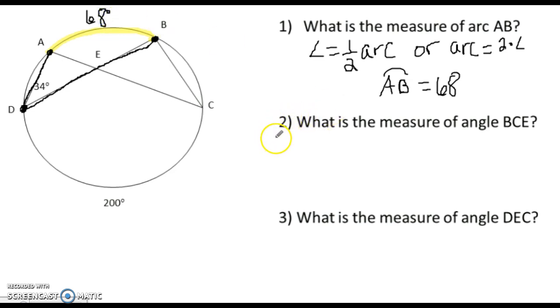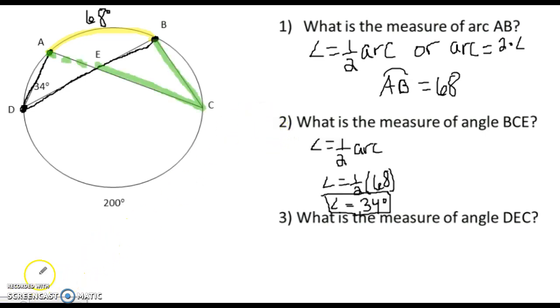Alright, the next question says, what is the measure of angle BCE? I want you to pause the video and try to figure that one out. Okay, so I got 34 degrees. So what I did is I highlighted BCE. And I realized that even though it stopped at E, that angle really does continue on. So then I noticed that it intercepts this arc that's 68 degrees. And I know that the angle, since the vertex is on the circle, has to be half the arc. So I just plugged it in. I also could have taken a shortcut and I could have said, well, since this angle intercepts arc AB and this angle intercepts arc AB, those two angles have to be equal.